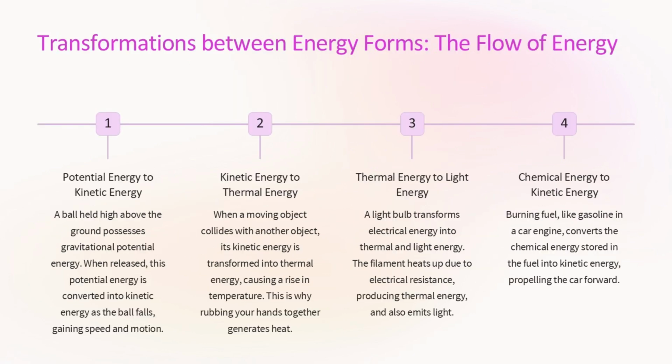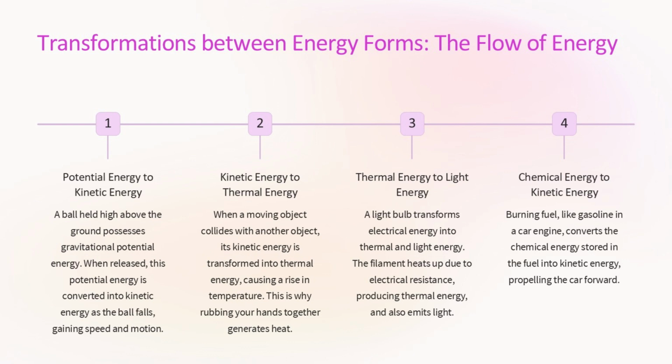The flow of energy is a fundamental concept in physics, where energy can be transformed from one form to another. In this slide, we'll explore 4 key transformations between different energy forms. First, we'll see how potential energy can be converted into kinetic energy, as demonstrated by a ball falling from a height. Next, we'll discuss how kinetic energy can be transformed into thermal energy when objects collide, as you can feel when rubbing your hands together.